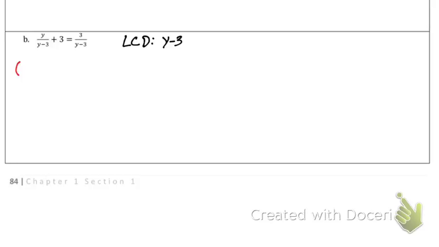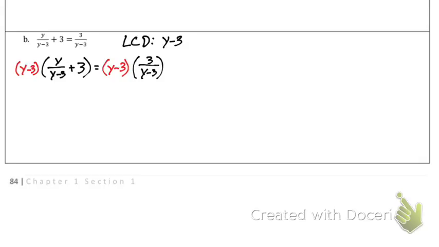So we'll multiply one side by y minus 3. So we'll have y over y minus 3 plus 3. That's a better 3. That's going to equal y minus 3 multiplied on the other side, which was just 3 over y minus 3.